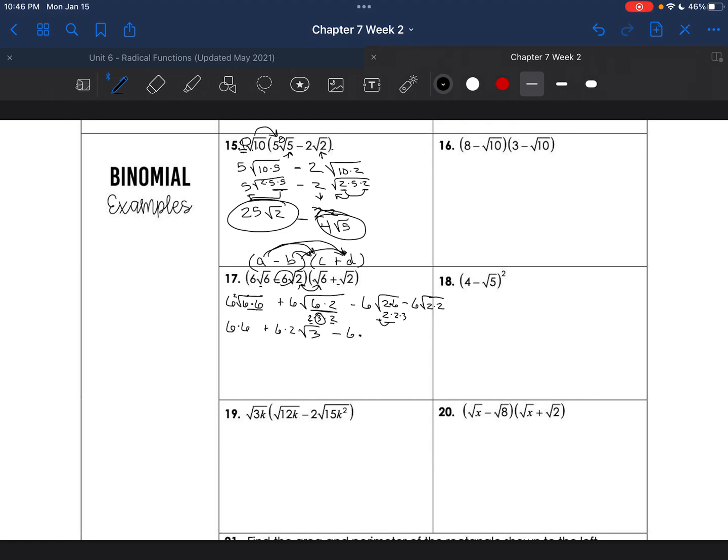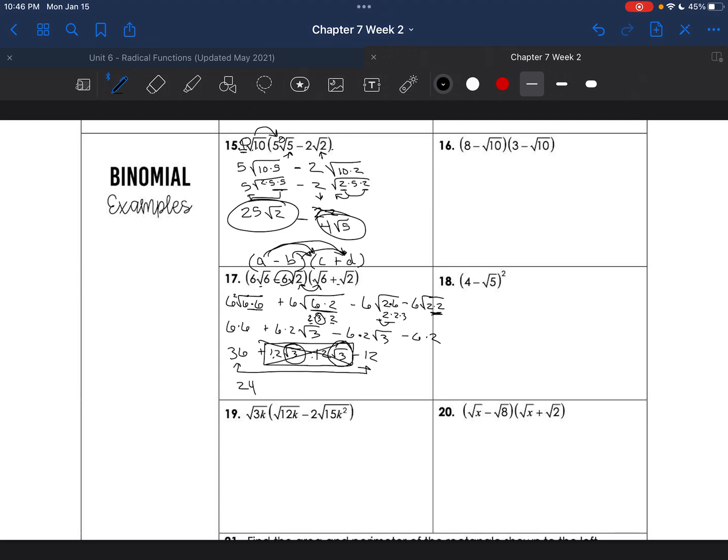My negative 6 stays. That 2 goes with him. My 3 stays under the radical. Here I have a matching 2, so I have 6 times 2. So 6 times 6 is 36, plus 12 square roots of 3 minus 12 square roots of 3 minus 12. Now, these are constant terms and can be combined into 24. These are radical terms that have the exact same index and exact same base. So these can be combined, and 12 minus 12 is 0, and it just cancels out.